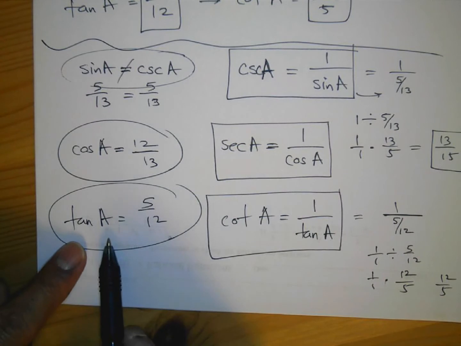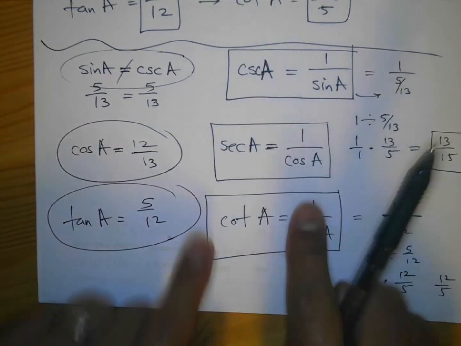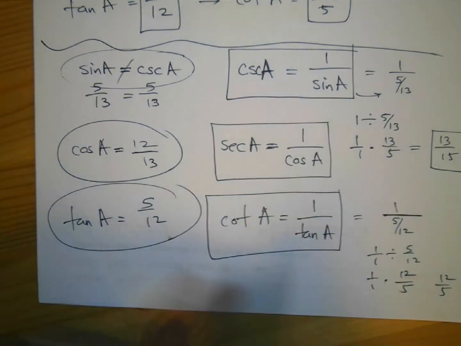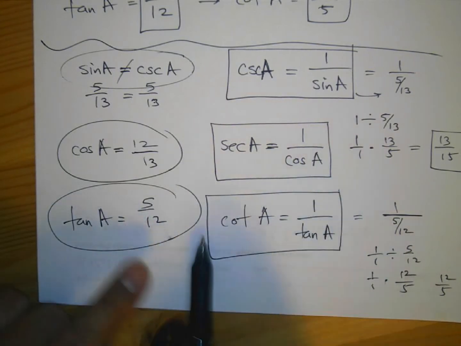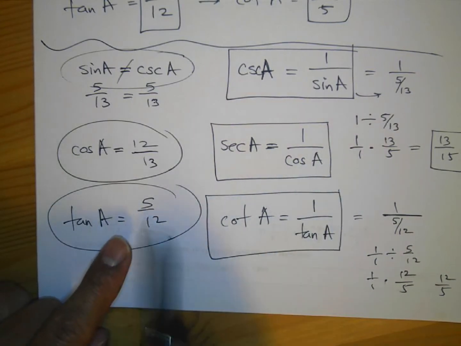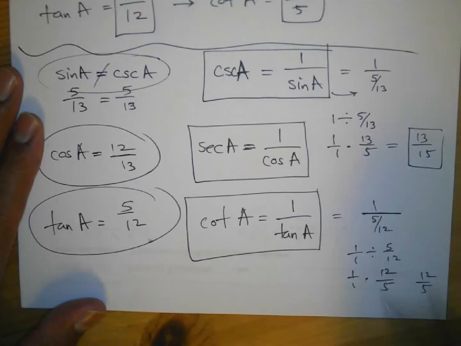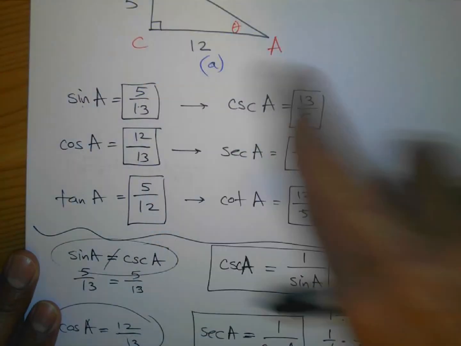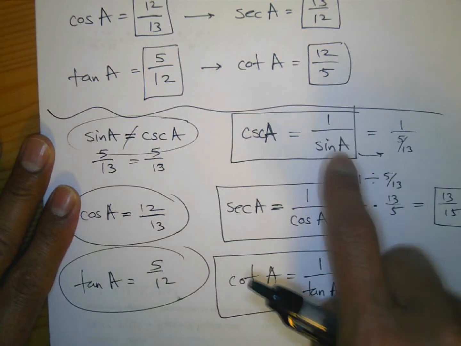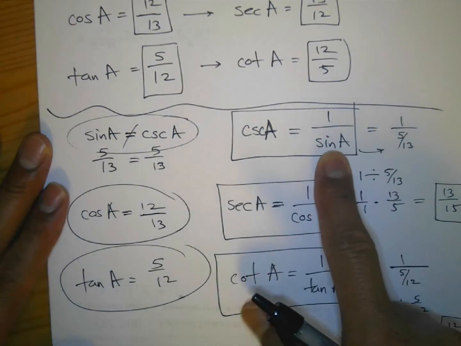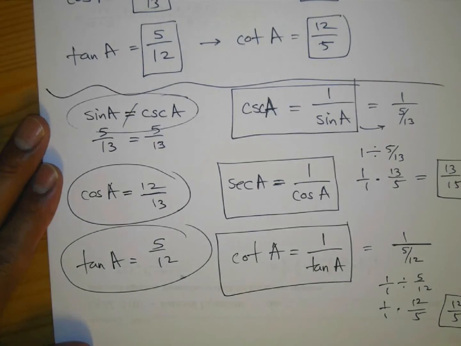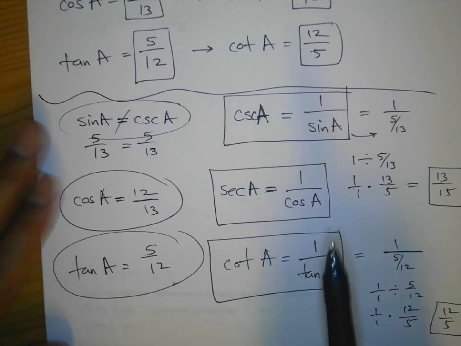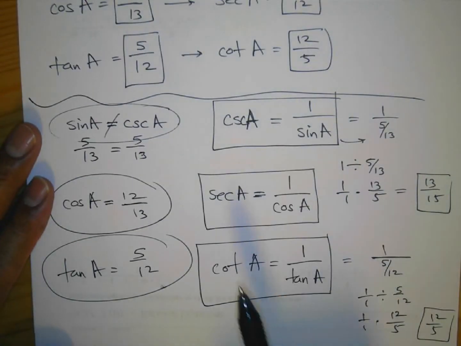And if I have tangent, how do I get cotangent? Well, 1 over, remember if you put 1 divided by whatever this fraction is, it's going to flip it over. You'll get 12 over 5. That's all this is explaining. It just explains how you get from one fraction, and how to flip it over. You have to put 1 divided by that fraction for that function. Okay, so that explains these three.